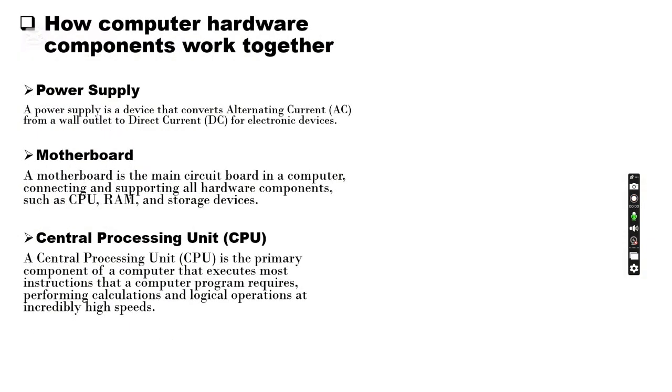How computer hardware components work together. Power supply. The power supply is the device that converts alternating current, that's AC, from a wall outlet to direct current for the electronic devices. Motherboard. A motherboard is the main circuit board in a computer, connecting and supporting whole hardware components such as a CPU, RAM, and storage devices. Central processing unit. The central processing unit is the primary component of a computer that executes the most instructions that a computer program requires.